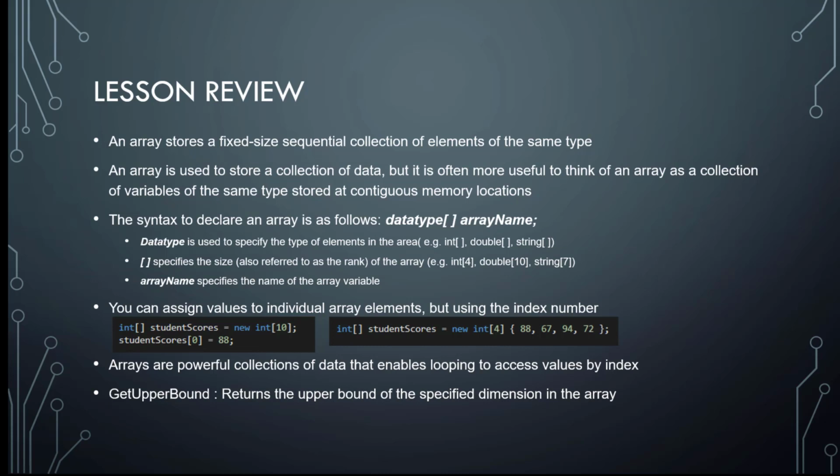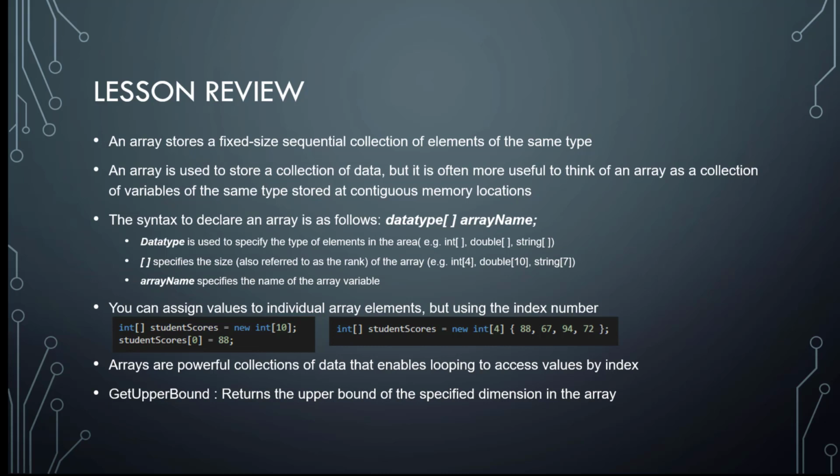Okay, so what did we learn today? Well, we learned that an array stores a fixed size sequential collection of elements of the same type. So fixed size of integers, right? And you could have a number of elements in that array, or strings, or any type. An array is used to store a collection of data, but it's often more useful to think of an array as a collection of variables of the same type stored at contiguous memory locations.